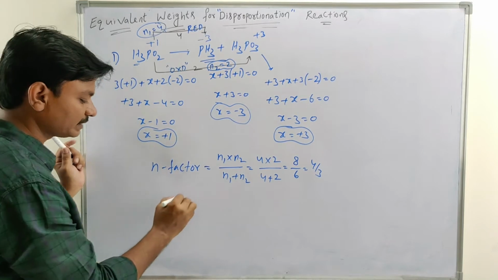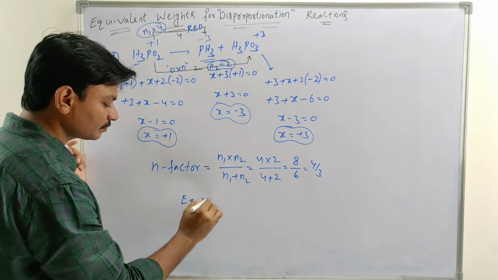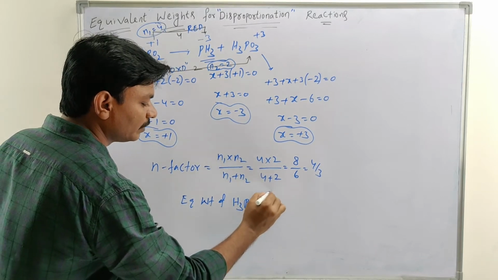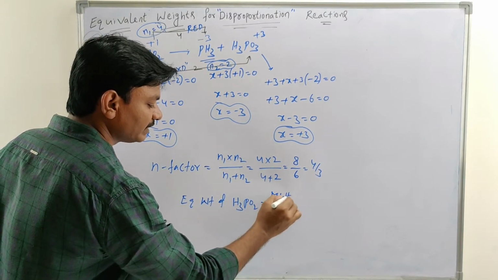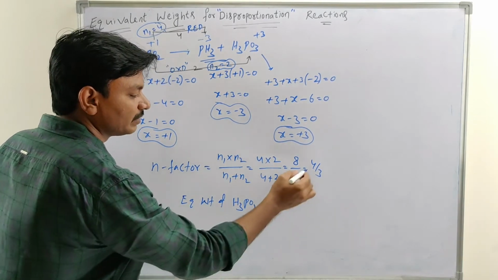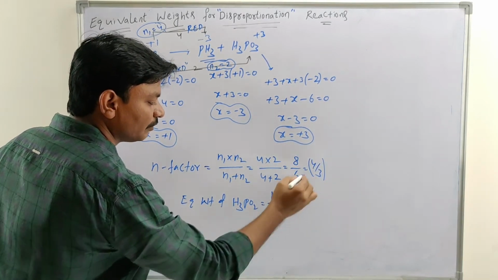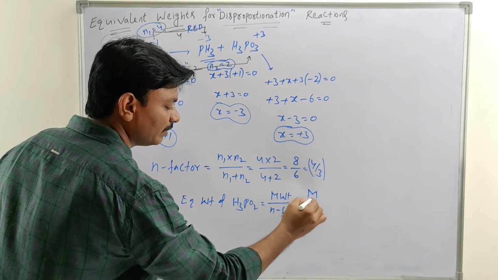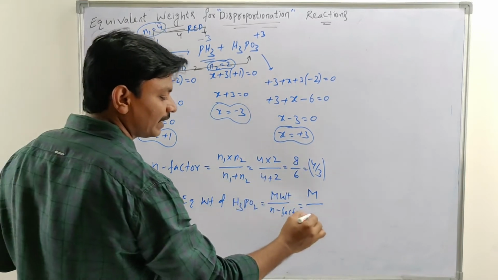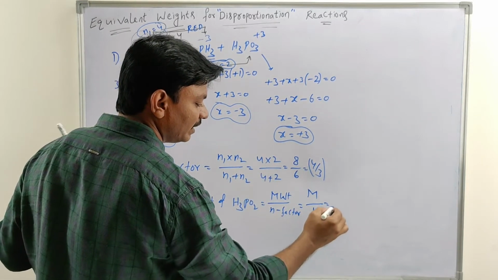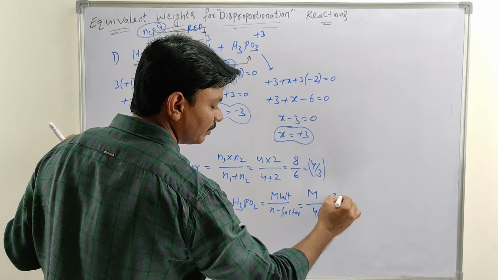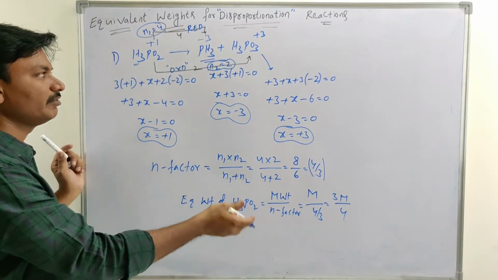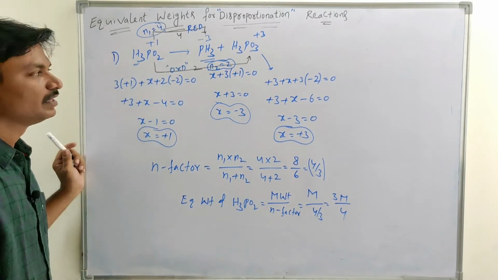Okay, clear? The equivalent weight of H3PO2 equals the molecular weight of H3PO2 divided by the N factor value. Here the N factor value is 4 by 3. If the molecular weight is M, then its N factor value is 4 by 3. Finally, the equivalent weight of H3PO2 is 3M by 4. That is the equivalent weight in the disproportionation reaction of H3PO2.